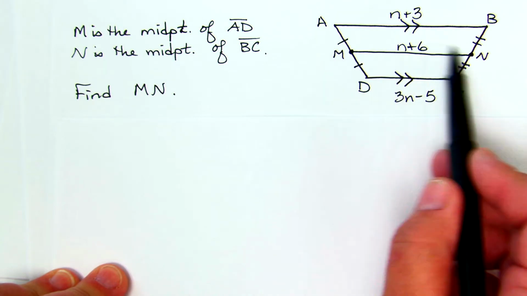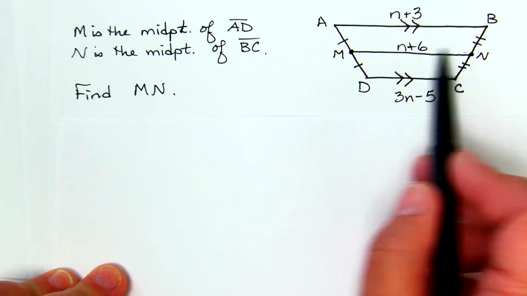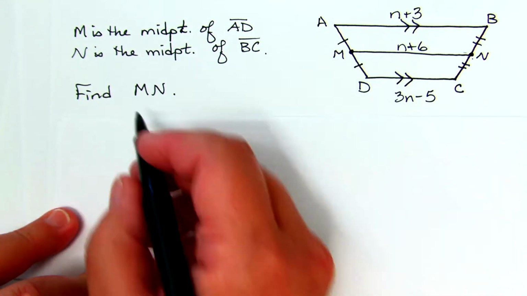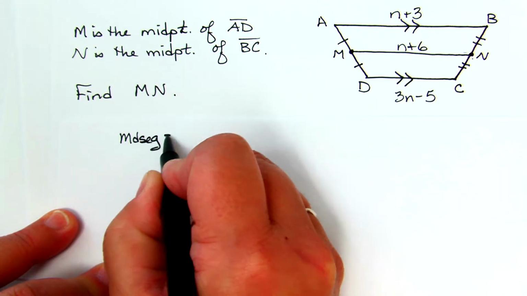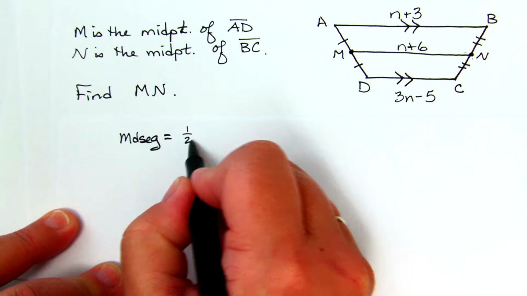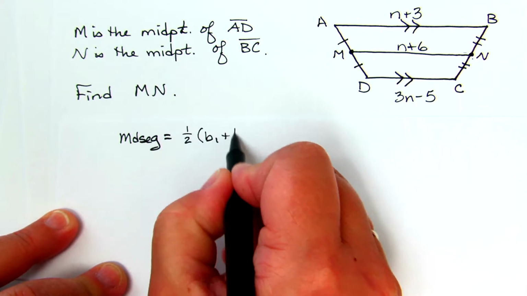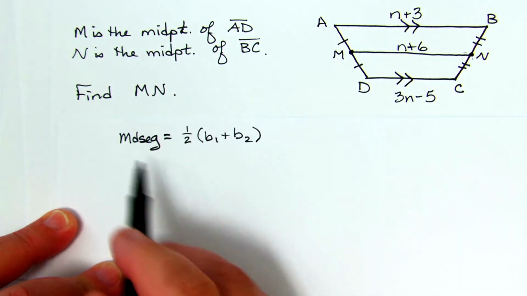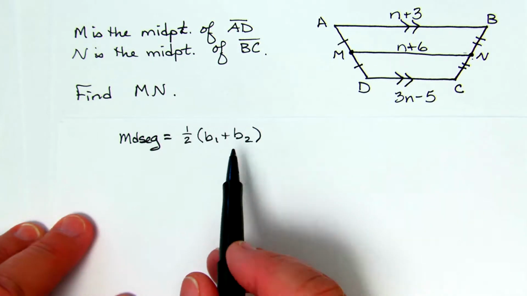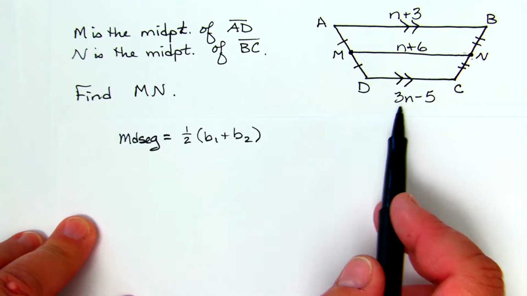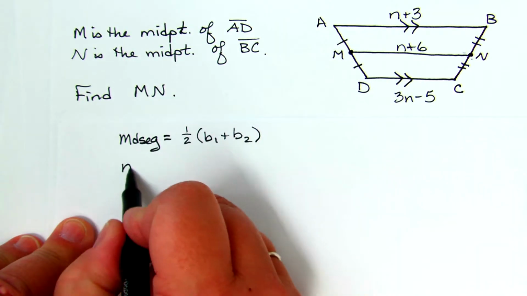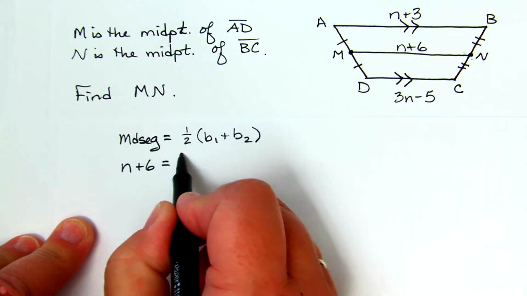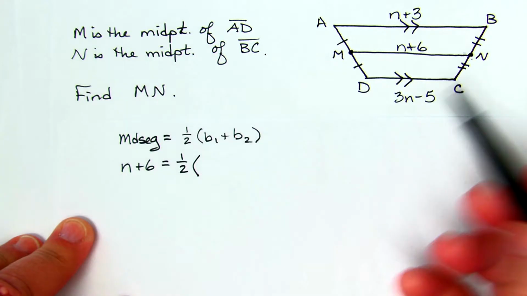Because M and N are midpoints, MN is a midsegment. And you recall our formula that the midsegment of a trapezoid is equal to half of base 1 plus base 2. So we're going to use this equation, plug in our values. The midsegment, MN, that's measure is n plus 6 is equal to 1/2 my two bases.